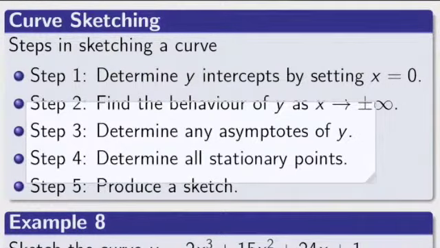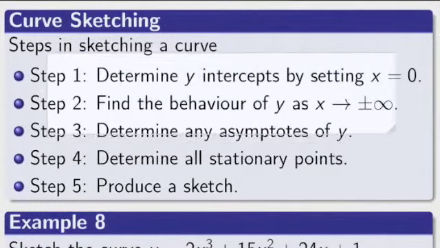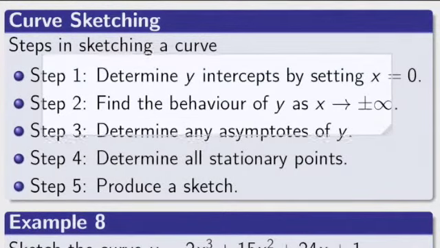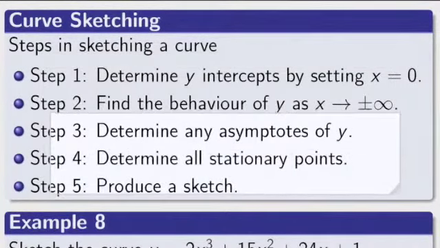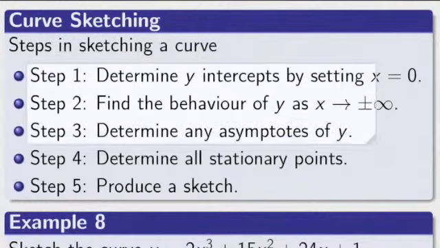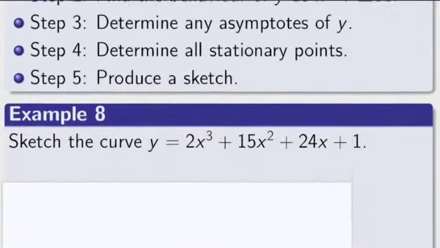In step 4, we'll determine all stationary points. And in step 5, using the information in steps 1 to 4, we'll produce a sketch. Of course, in these steps, we've assumed that y is a function of x, and it's the sketch of y that we are attempting to produce. So let's look at an example.